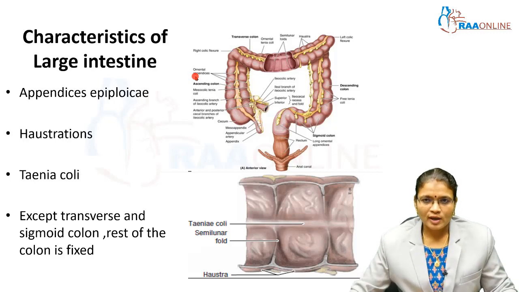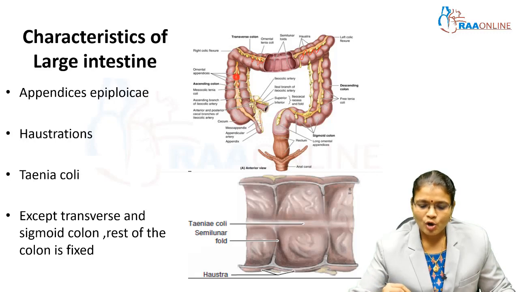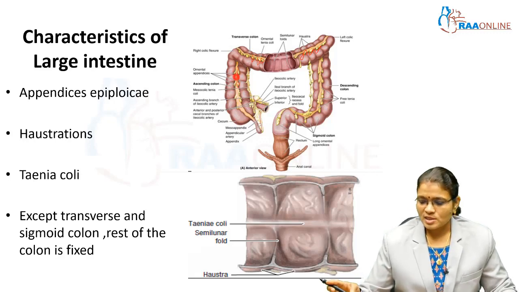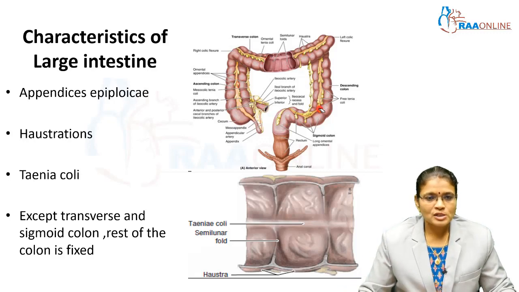Appendices epiploicae are nothing but some peritoneal bags filled with fat attached to large intestine. Here these are the small projections. Yellow fat filled projections are called as appendices epiploicae. They are present only in large intestine and they are not present in small intestine. It is a characteristic feature of the large intestine. It is nothing but the peritoneal folds filled with fat.